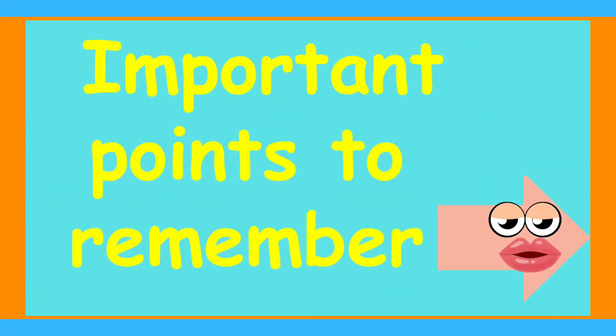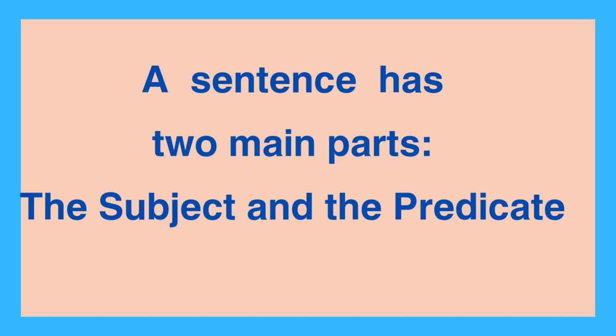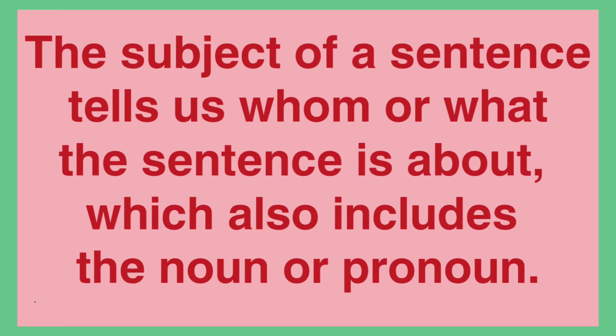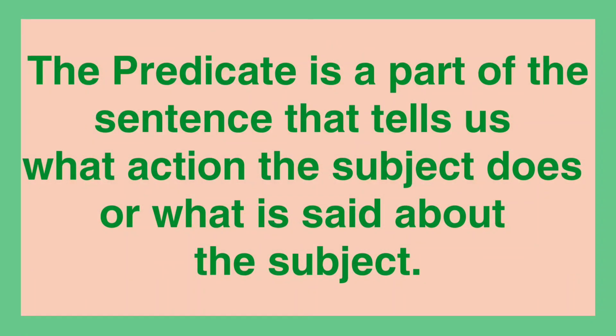Here are some important points to remember. A sentence is a group of words that makes complete sense. A sentence has 2 main parts, a subject and a predicate. The subject of the sentence tells us who or what the sentence is about. The predicate tells us what action the subject does or what is said about the subject.